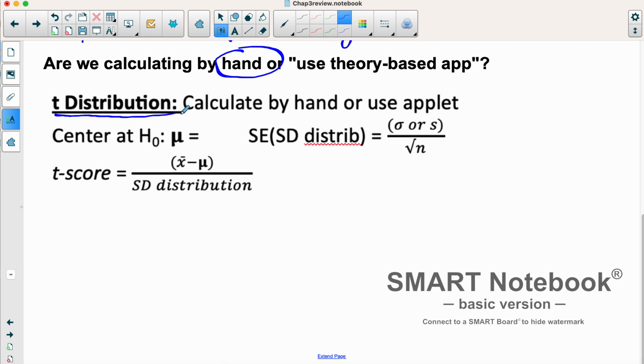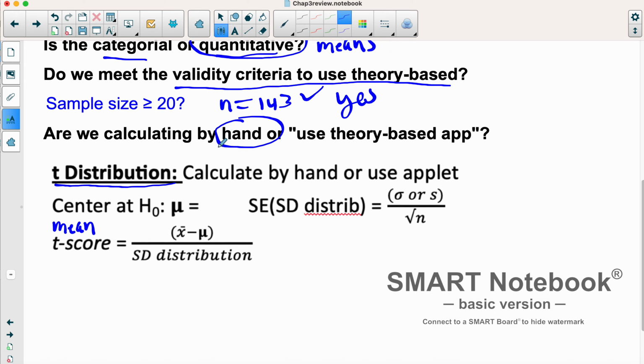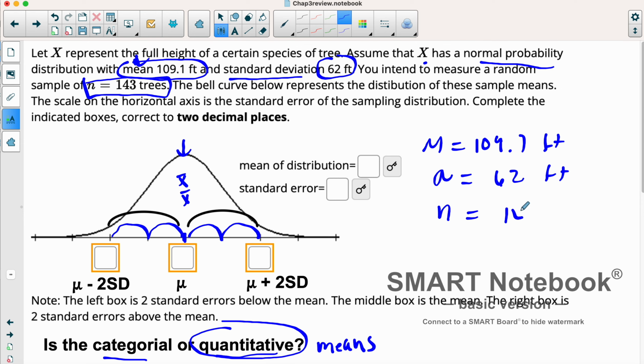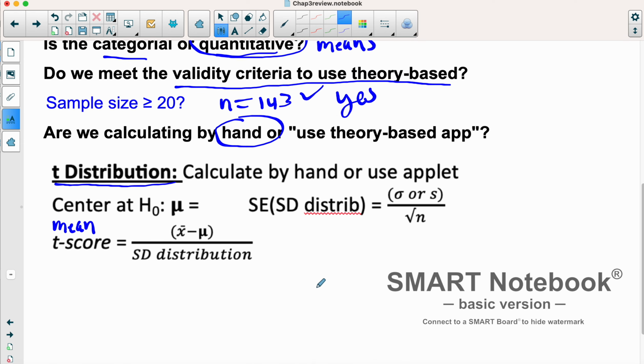Because it's quantitative, we have a t-distribution. The center, or the mean of that distribution, is going to be at mu equals whatever we have. Right here, we have mu equals 109.1. We have the standard deviation of the population, sigma, equals 62. These are feet. And we have our sample size, n equals 143. So we're going to use that.